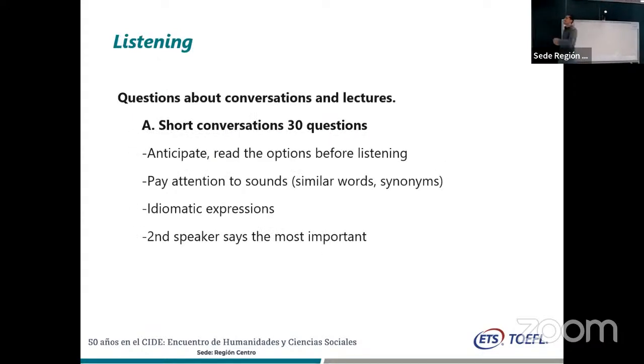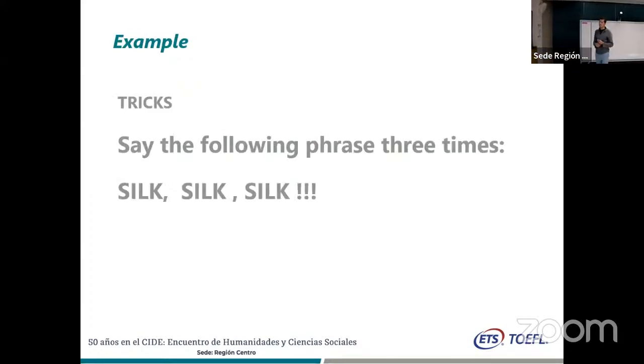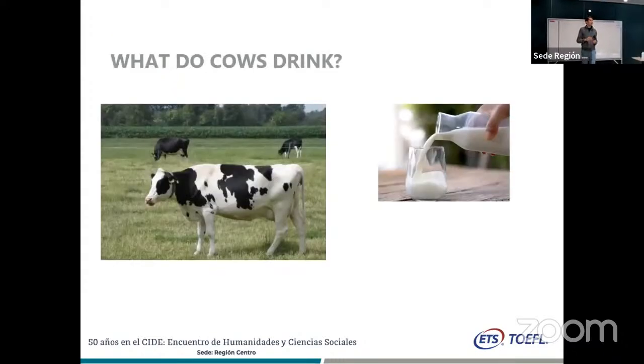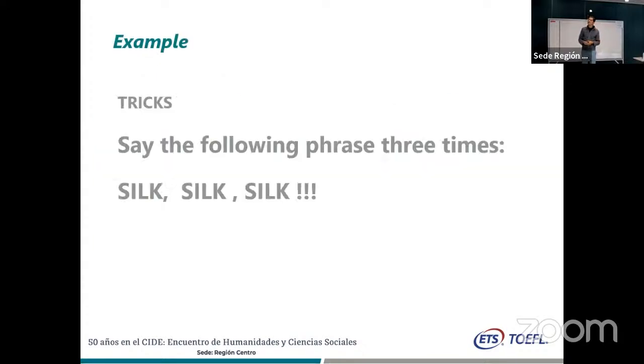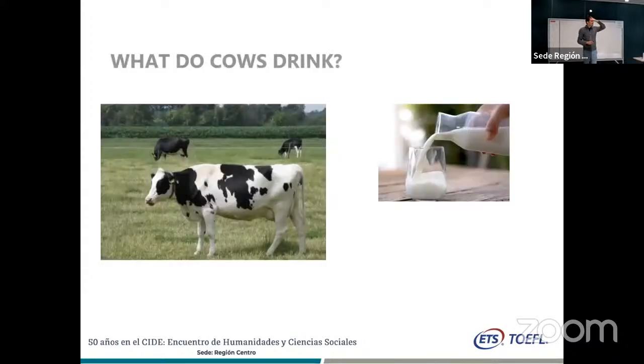In the third one, I talk about similar sounds. Pay attention to similar sounds, because let's do this. If we say the following phrase three times: silk, silk, silk. Can you repeat it? Say silk, silk, silk. And then you have to answer the following question quickly. What do cows drink? Milk, water. Yes, so we can think of milk because it sounds like silk. But when we think about it, they don't drink milk, they drink water. Maybe baby cows drink milk, but they drink water.